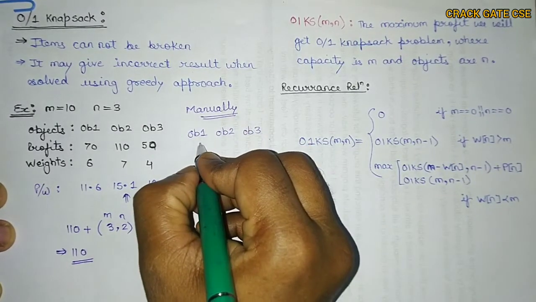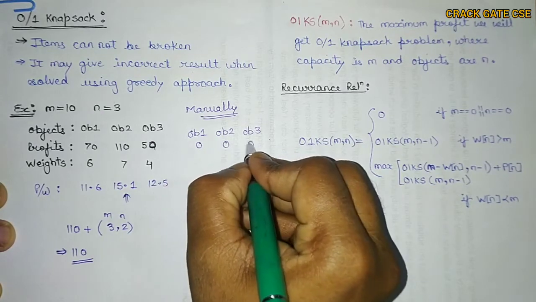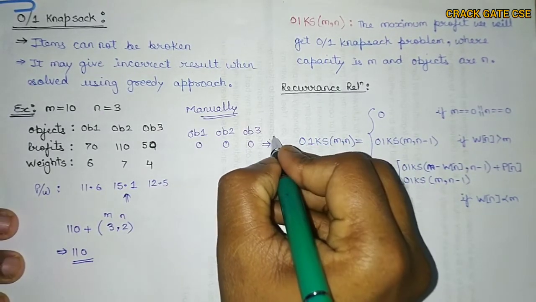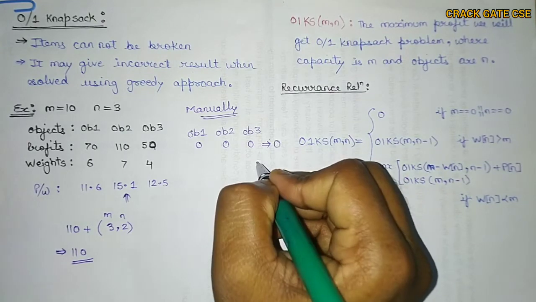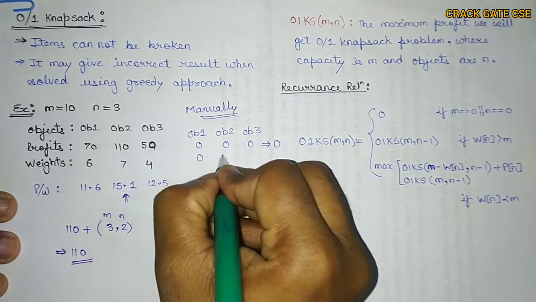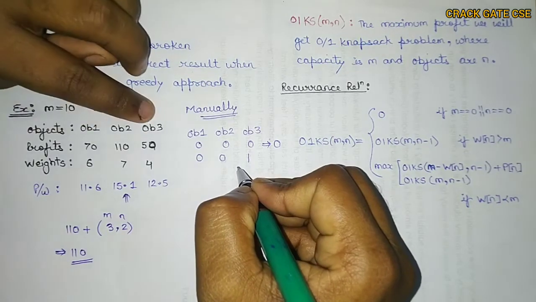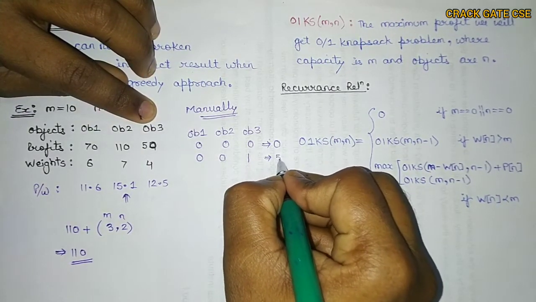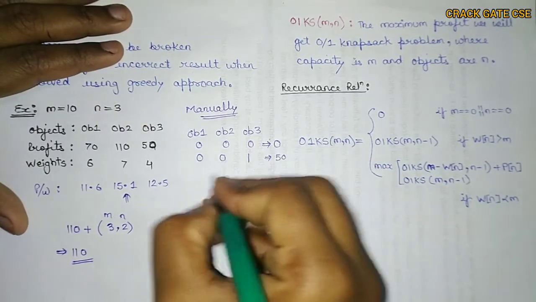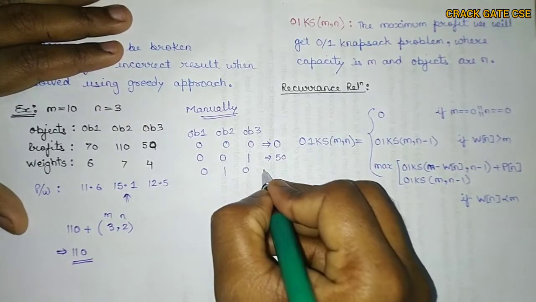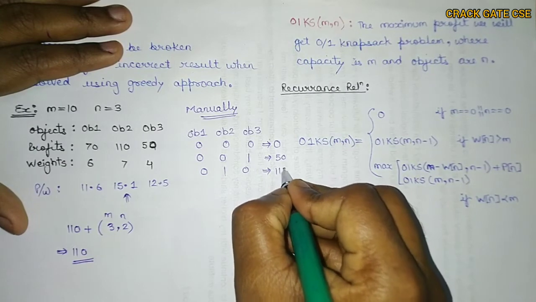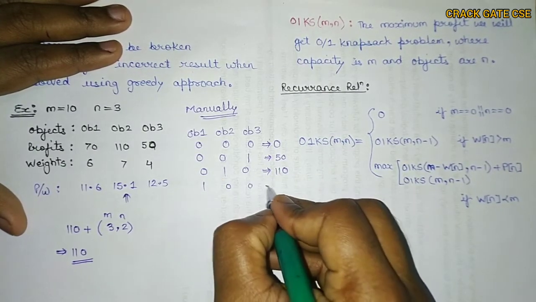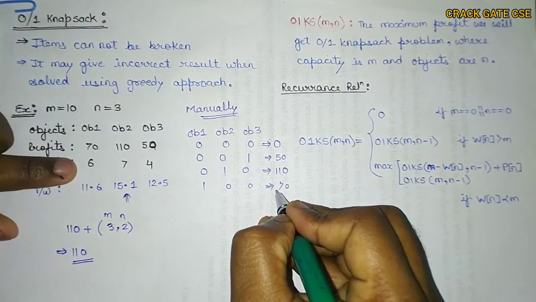Let me consider a case where I am not taking any object. 0 0 0 means I am not taking any object. In that case the profit will be 0. Similarly, if I put 0 0 1, that means I am taking the third object only. In that case the profit will be 50. Similarly 0 1 0, then the profit will be 110. Similarly 1 0 0, for 1 0 0 the profit will be 70, right?